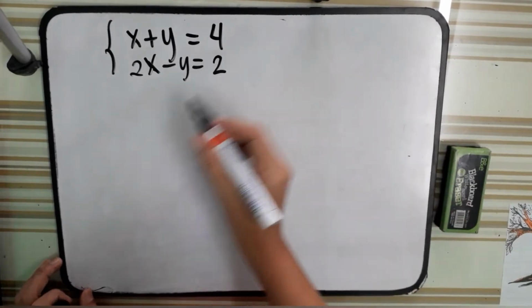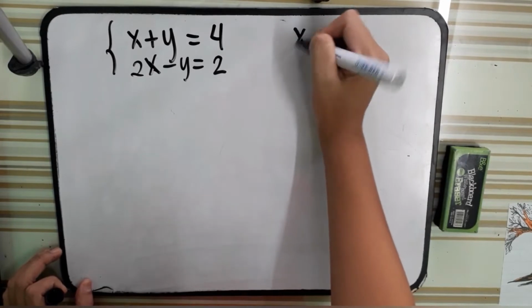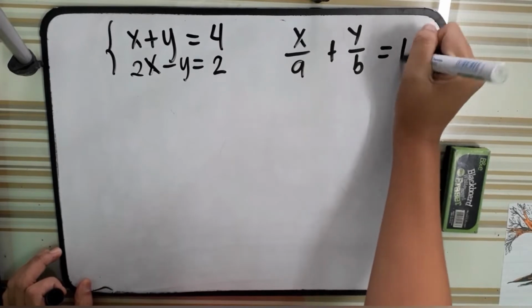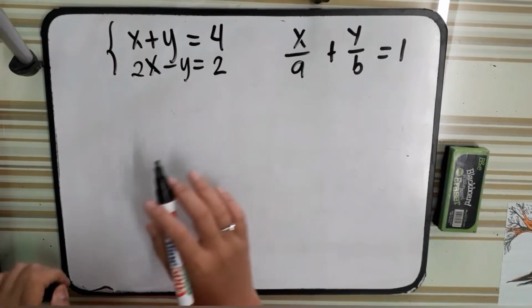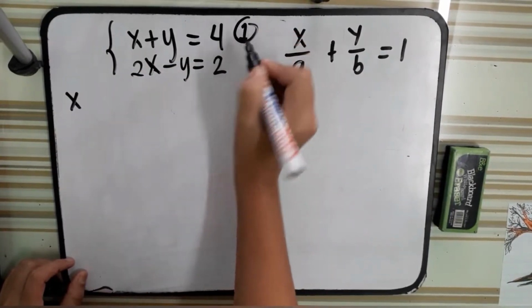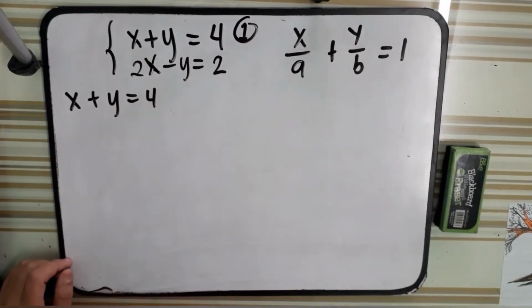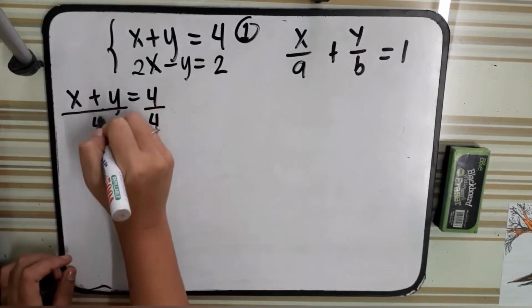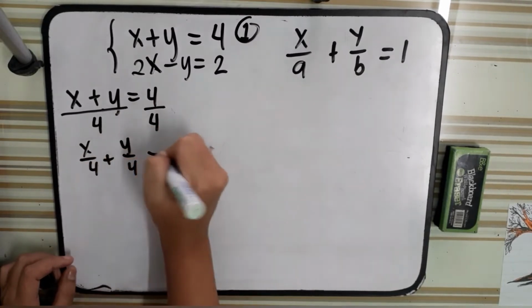Okay, so let's use the intercept form. We all know that intercept form has the formula x over a plus y over b is equal to 1. Of course, we need to look for the x and y intercepts of both. So let's consider first our first equation, x plus y is equal to 4. We need to divide both sides by 4, so this will become x over 4 plus y over 4 is equal to 1.